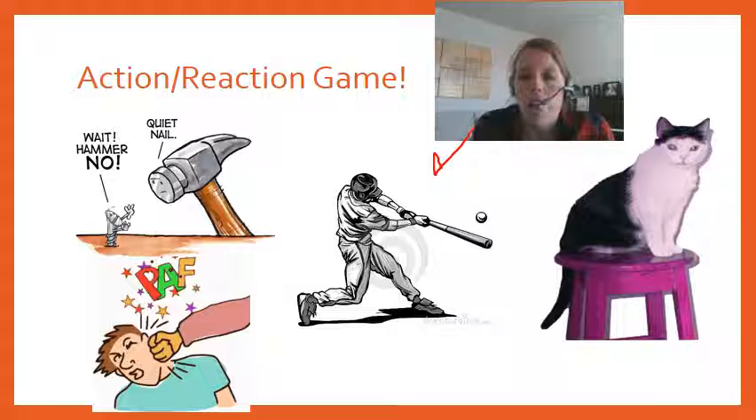But I want you guys to take a moment and write a response to me. My question is, write about one of these action-reactions on the page. Tell me what the action is. Tell me what the reaction is.